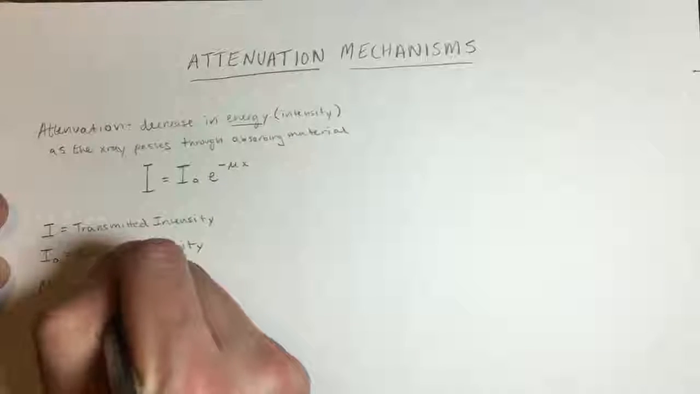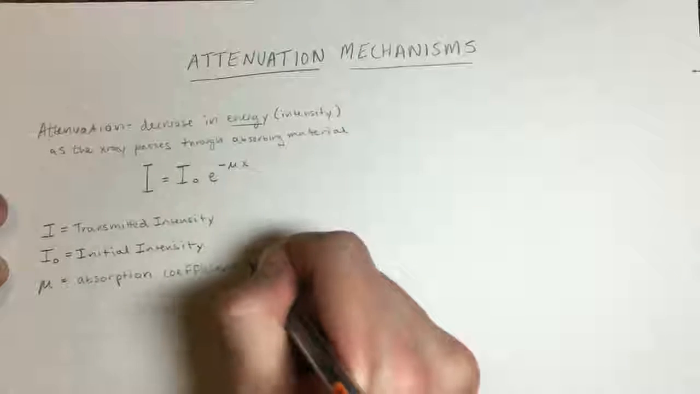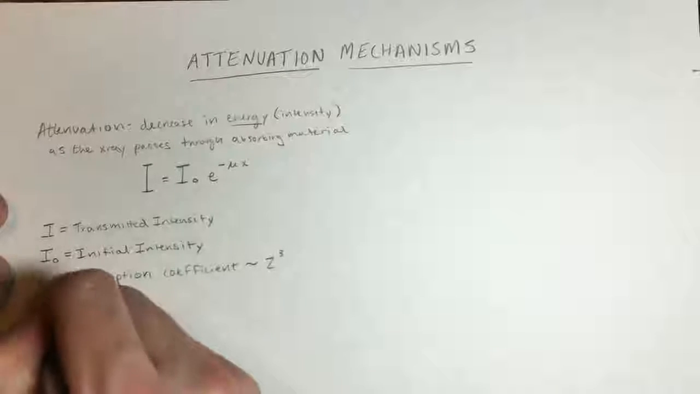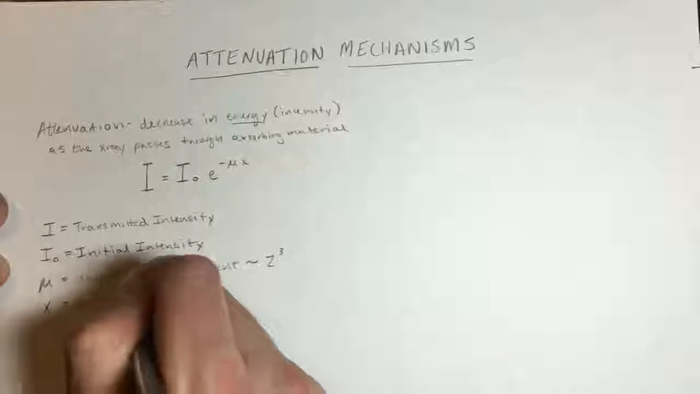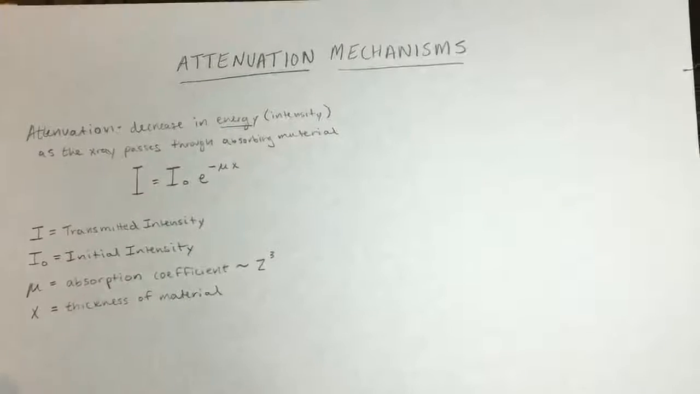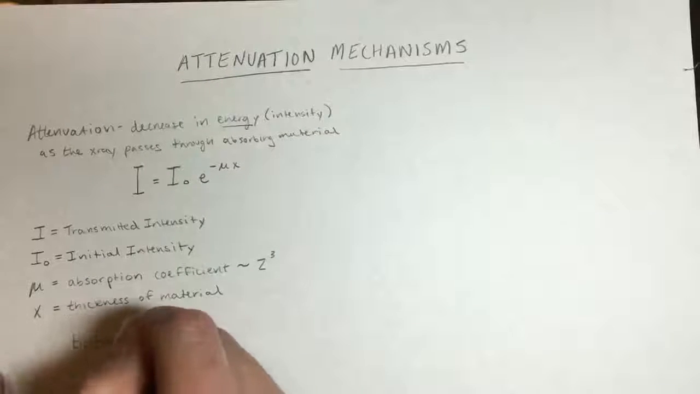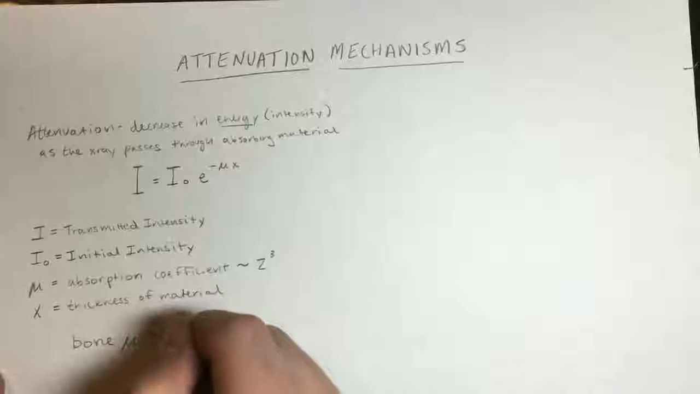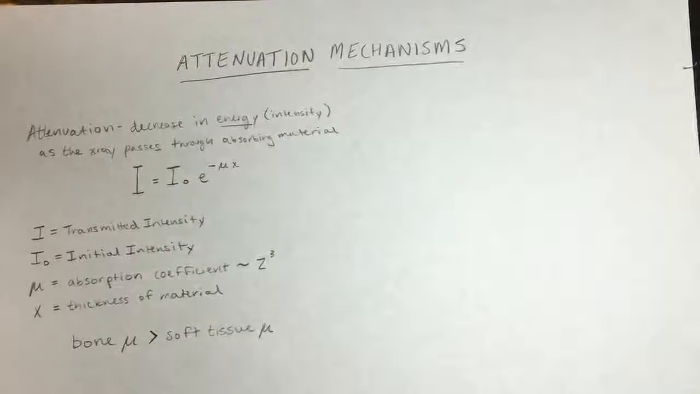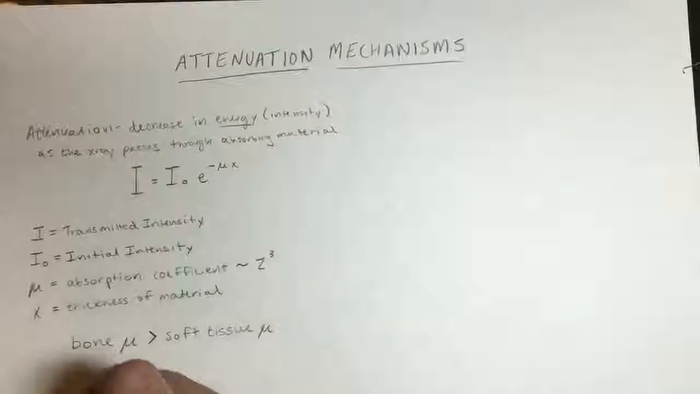attenuated at all. Mu would be the absorption coefficient, which is proportional to Z cubed, Z being the atomic number of the atom that it's interacting with. So the absorption coefficient is a property of the absorption material. So the higher the atomic number that material has, the more absorption will occur. And x is the thickness of the material, the distance traveled through the material. So for instance, bone has a greater mu value than soft tissue does.